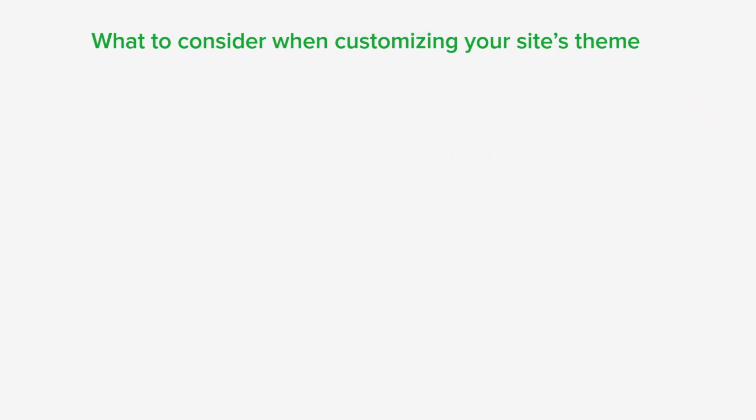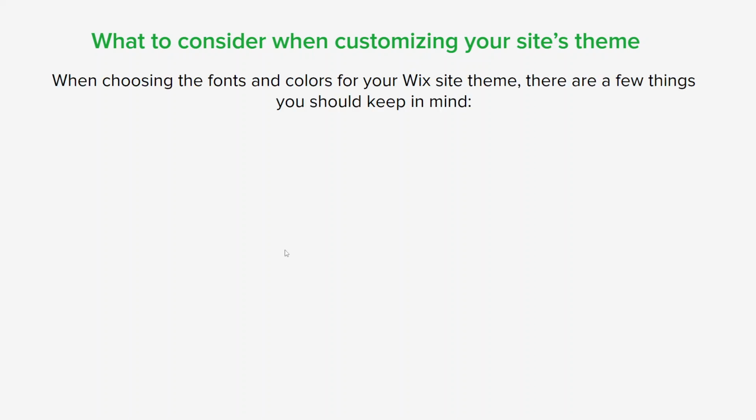So there are some things that you need to consider when choosing the fonts and colors for your theme. What you want to keep in mind is your branding. So your fonts and colors should match your overall branding. If you already have a logo or a brand color, use them throughout your website. You want to consider your target audience when choosing your fonts and colors. For example, if you're targeting a younger audience, you might want to use brighter and more playful colors. If you're targeting a business audience, you might want to use more subdued and professional colors.